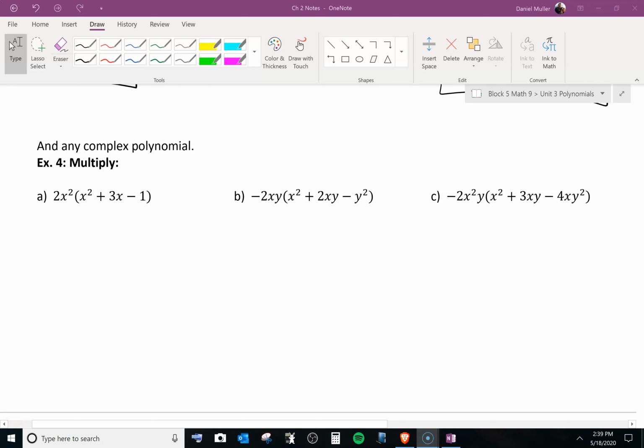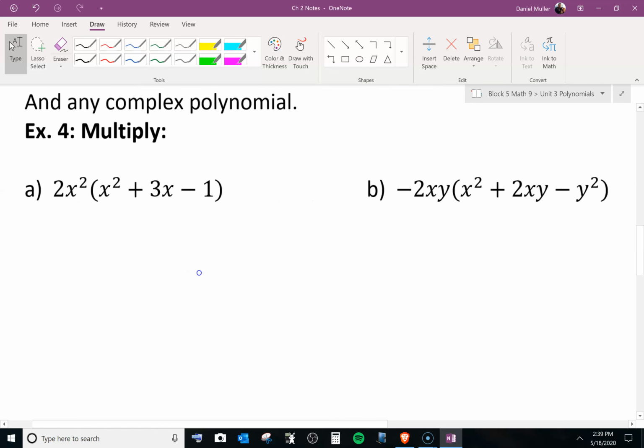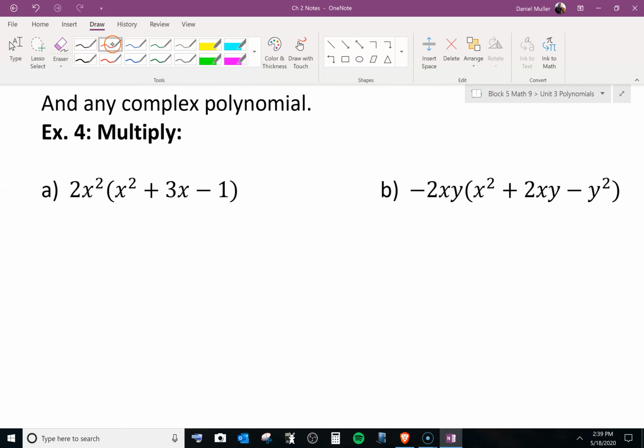Example number 4 here, multiply. Again, we're just going to be doing the same thing that we did in the previous 2 videos. We're going to be multiplying using the distributive method, kind of like that. And we're going to be multiplying the numbers and then adding the exponents. That's really all there is to it. So there's a 1 in there.